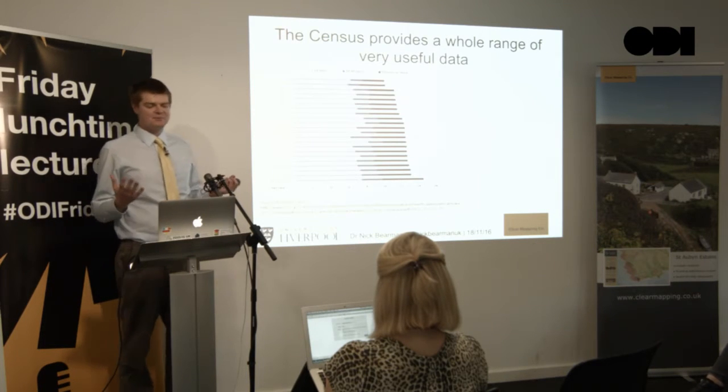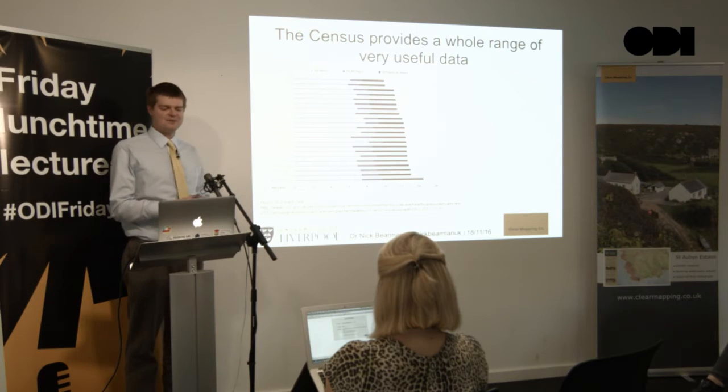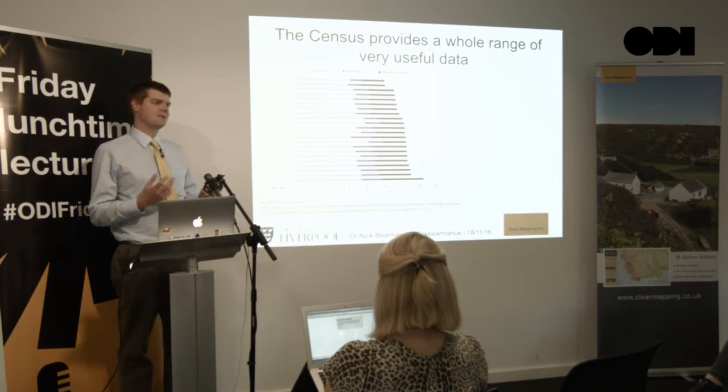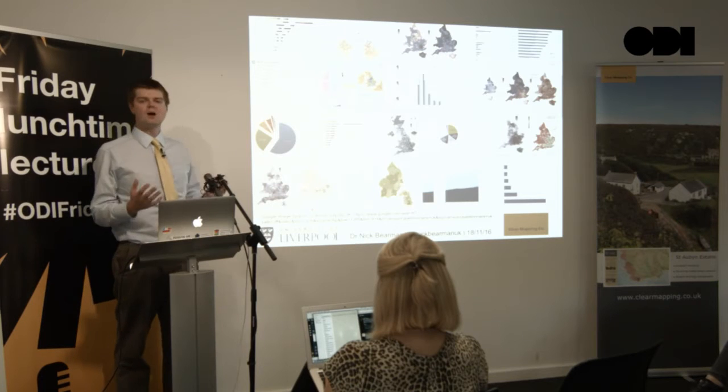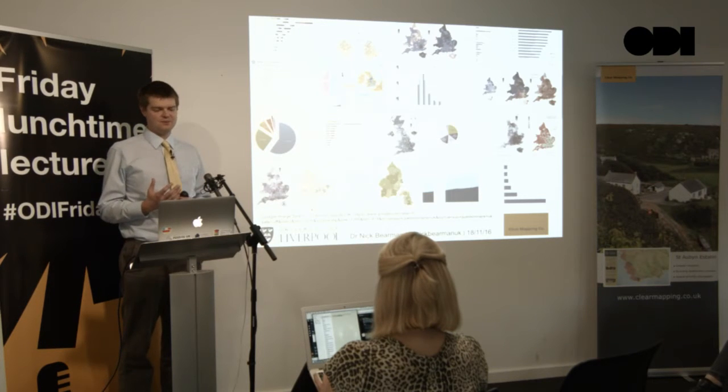So I think it's quite fair to say that the census is a very powerful set of data and it provides a very useful range of data. So we can look at unpaid care, which we've got up here, or we can look at workday locations as opposed to home locations. There's a whole range of different aspects we can look at with the census data, whether it be tables, graphs, maps, a whole range of data sources that is really useful.